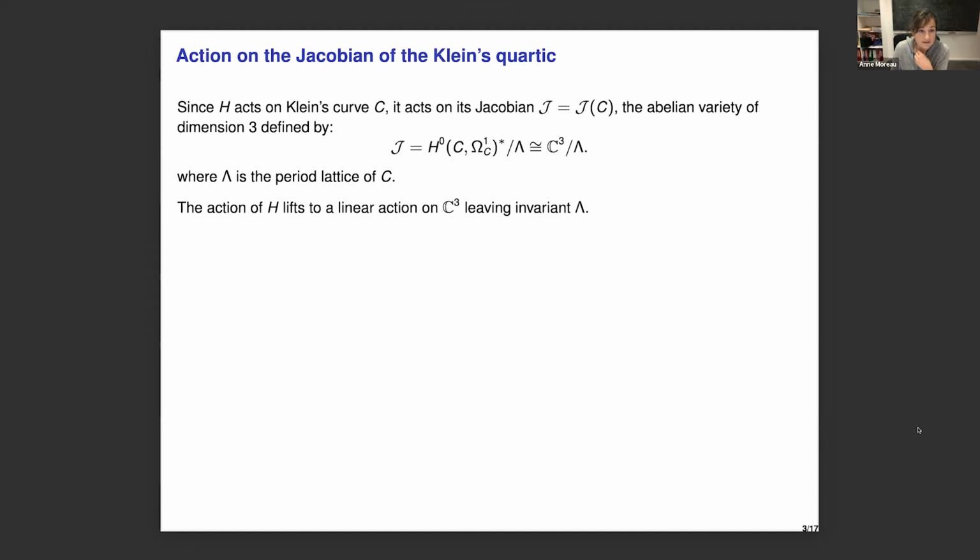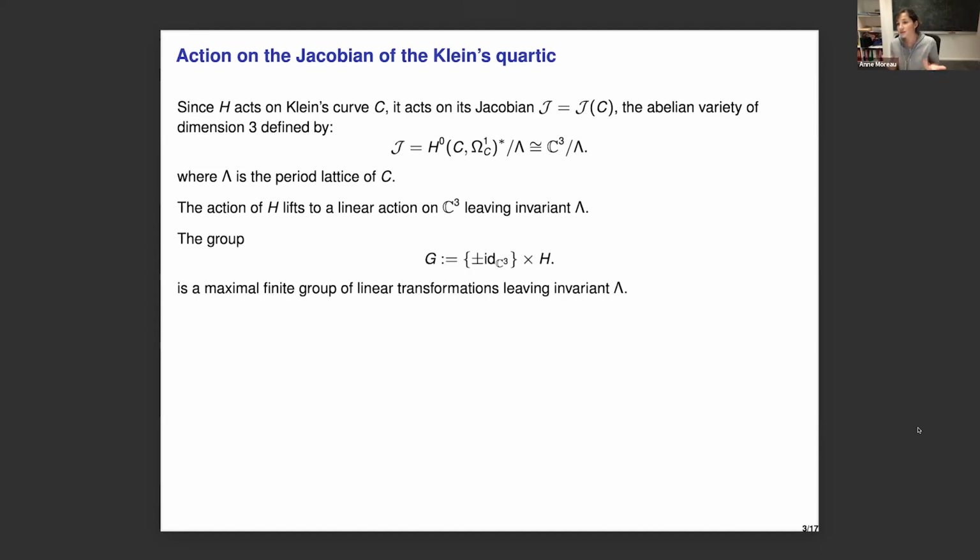We notice that plus or minus identity also leave the lattice invariant, and now we consider the direct product of H with plus minus 1. And actually, this is a maximal finite group of linear transformations leaving invariant Lambda. And this is the group we will be interested in for the rest of the talk. So notice that in fact, G is precisely the automorphism group of J as a principally polarized abelian variety. So it means that it preserves the principal polarization on the Jacobian.